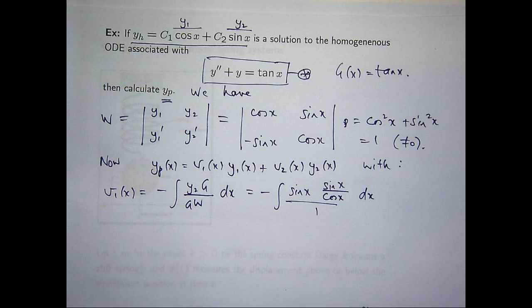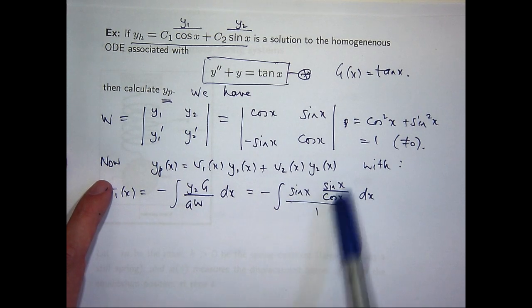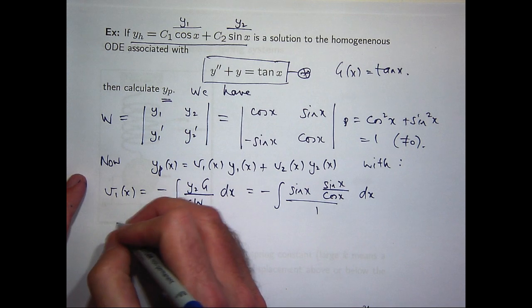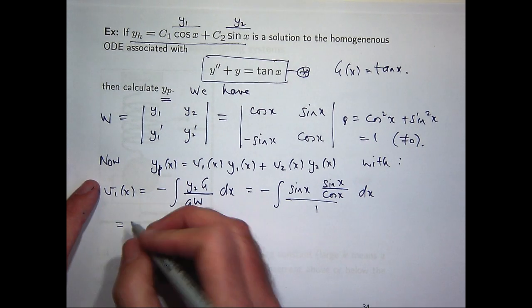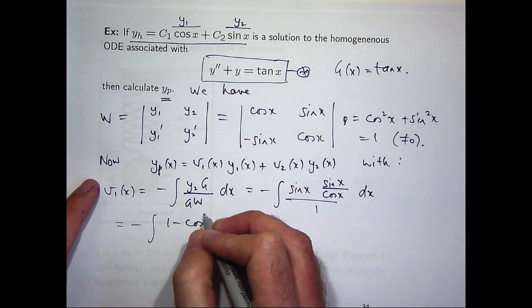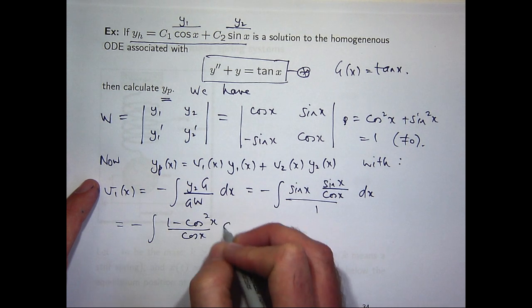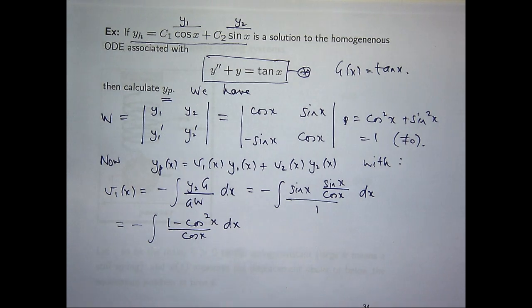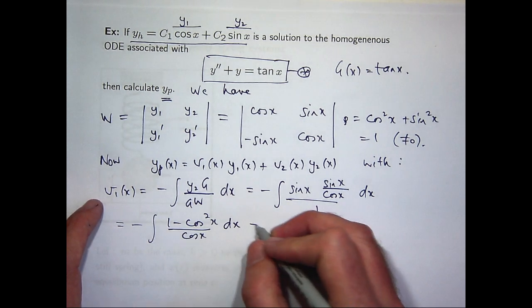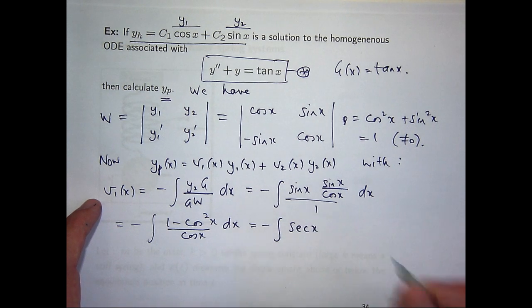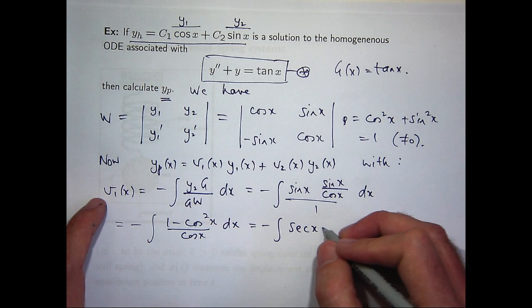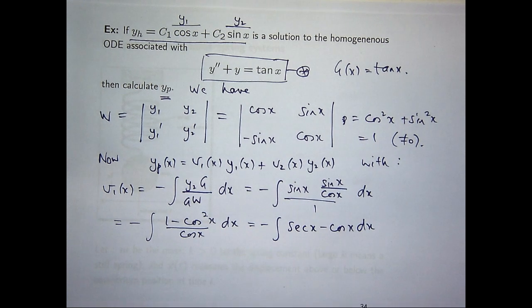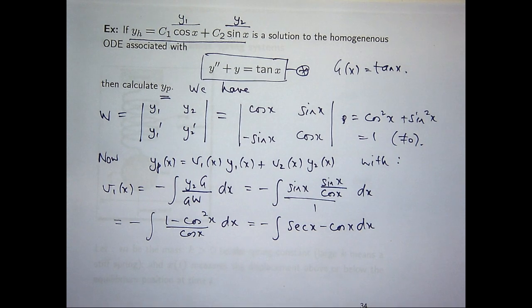So we've got to integrate something like sine squared over cosine. Now, there's probably a few ways you could do this integral, but I'll just show you one way. I'm going to change the sine squared to 1 minus cosine squared, and then break that up into 2 parts. So I'll get 1 on cosine, which is sec, minus cosine x.